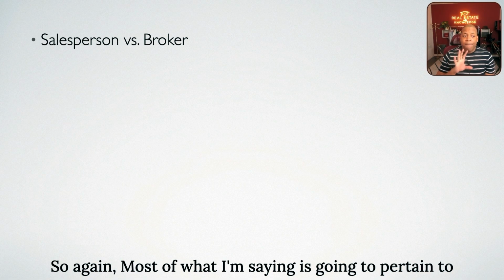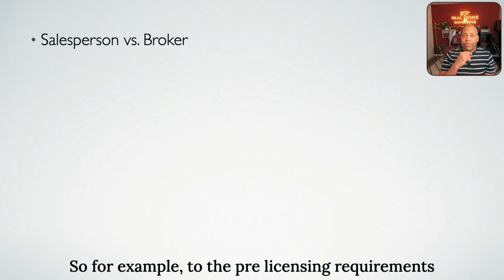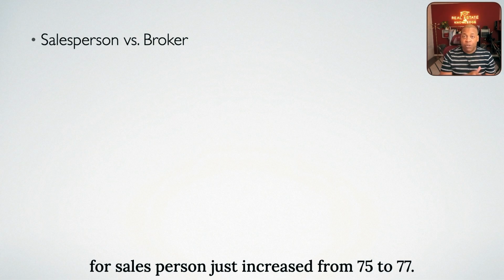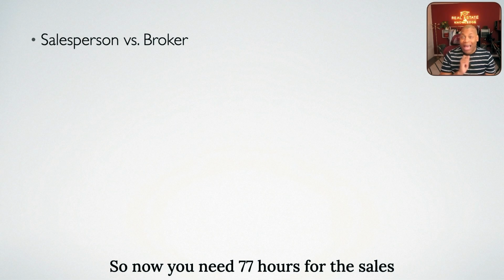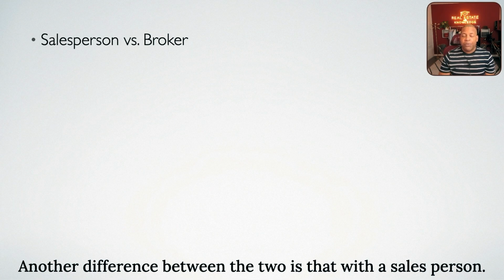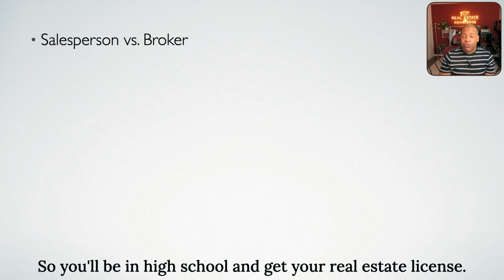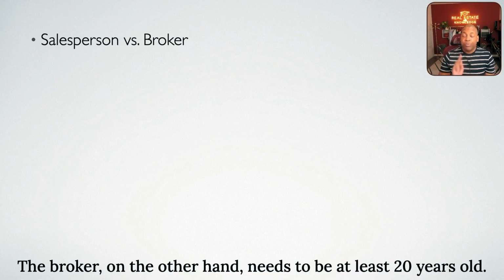So again, most of what I'm saying is going to pertain to New York and New Jersey as far as the requirements. For example, the pre-licensing requirement for salesperson just increased from 75 to 77. So now you need 77 hours for the salesperson and 152 hours for the broker. Another difference between the two is that with a salesperson, you need to be 18 years of age. So you could be in high school and get your real estate license. The broker, on the other hand, needs to be at least 20 years old.